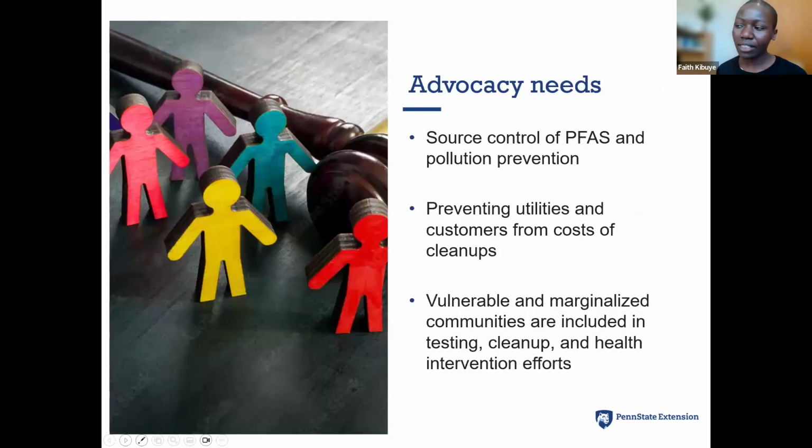And so I also wanted to end by sharing there are advocacy needs, and some of those include that a lot of the burden can fall on consumers or even utilities, and they're not necessarily the producers of these PFAS. So some needs are source control of PFAS and pollution prevention, and identifying vulnerable communities, those that might be marginalized when it comes to PFAS testing, cleanup efforts, or health intervention. So identifying and working in those communities. This is not an all-inclusive advocacy need list, but these are some of those that I thought I could share with you all today.